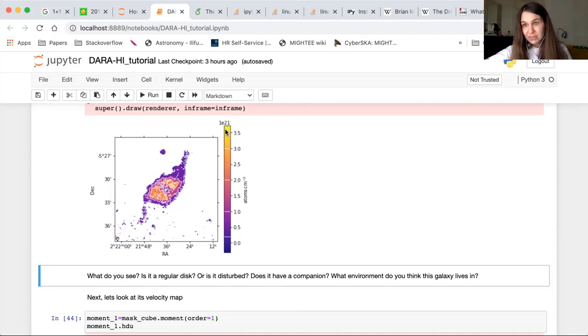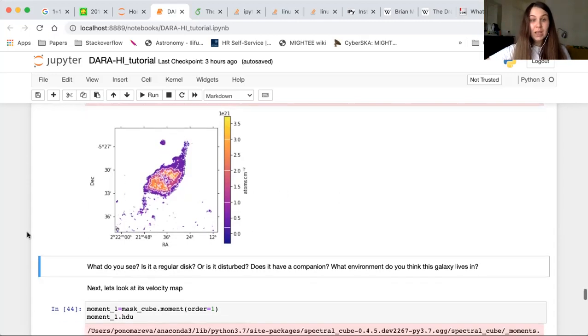So column density means atoms per square centimeter. We see in the centers there are many more atoms, much higher column densities, which decline to the outskirts, which are much lower here. So it's already 5 times 10 to the 20 instead of 3.5 times 10 to the 21. And we see that the companion is also a very similar color as the outskirts, meaning that it is a dwarf and it's also not very massive, it doesn't have very high column densities.